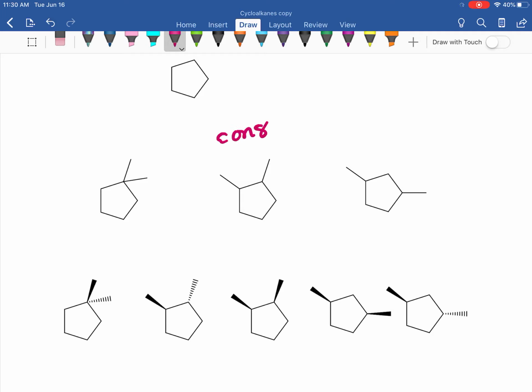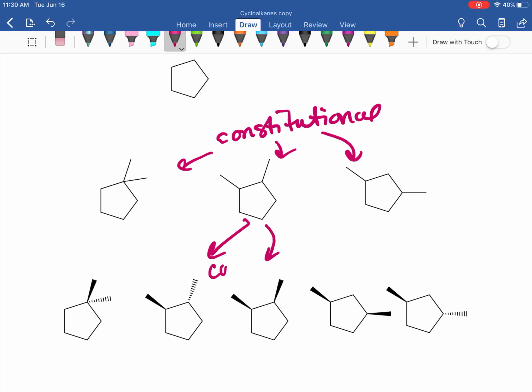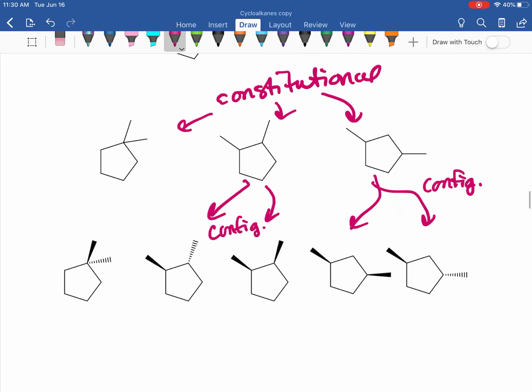So again, these are constitutional. And then within these, we have to include bolds and dashes. These are now configurational. And how about here? Configurational. So then have fun and try your symmetry on these. And I'm going to end this video, and then we're going to work our way into just cyclohexane.